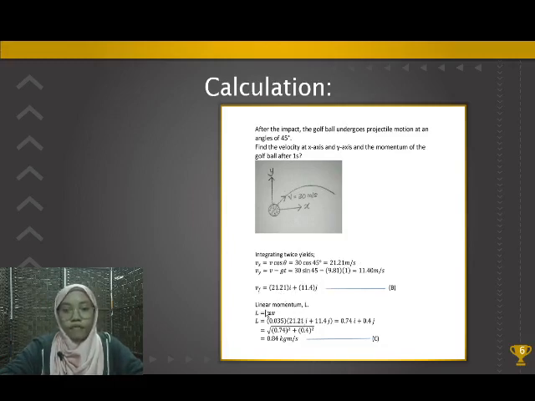And for the linear momentum, we can use the formula L equals mv. Okay, mass in kg, and we use the V that we get from the final velocity. When we do the math, we must use the velocity after the impact, because we want to calculate the linear momentum, so we use the final velocity.